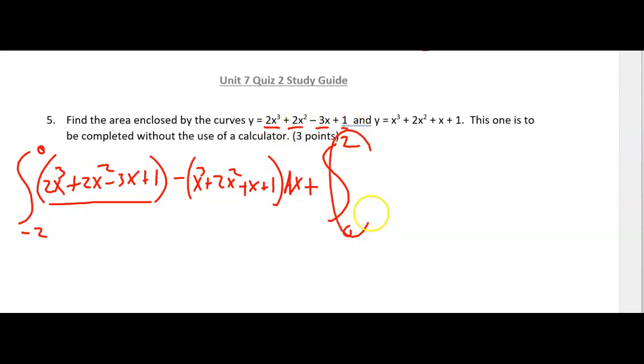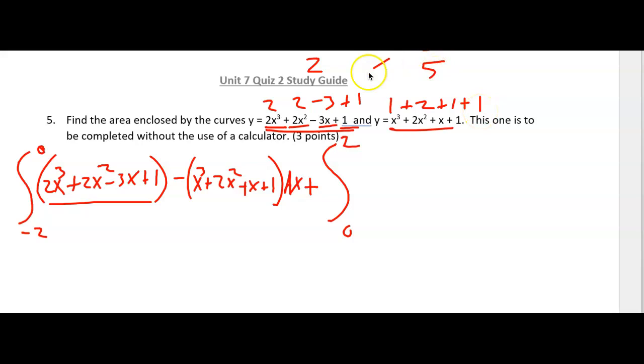So let's begin by picking a number between 0 and 2, and let's plug it in to the first function. So if I plug in 1 here, I get 2. Here I get 2. Here I get -3. And here I get 1. So combining all these, I end up with 2 as a final answer. Let's plug in 1 over here. That would give me 1, and then 2, 1, and 1. Putting all that together, I get 5, and sure enough, as you guys can see, now the one on the right is the bigger one. And so for this over here, we're going to do x cubed plus 2x squared plus x plus 1 first, and then the other function second.